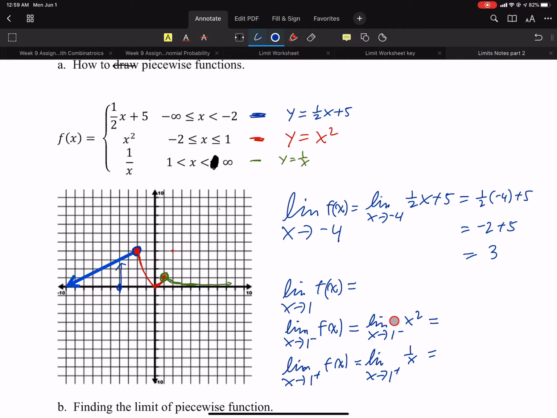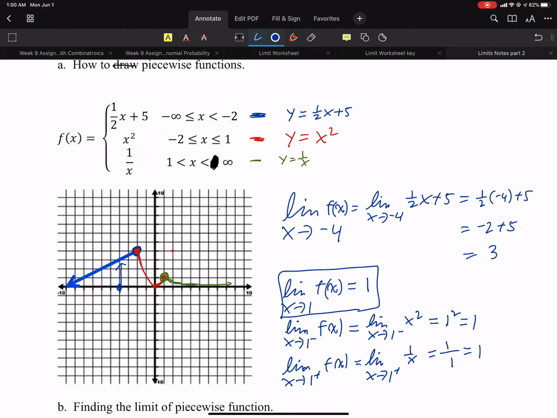So this first one, we would use the power rule, or this is a polynomial. So we're just going to approach 1. So that's just 1 squared, or 1. Here we're going to use the quotient rule. The limit of the top is 1. The limit of the bottom is 1, so we get 1. Now last week we learned if the limit from the left and the limit from the right are the same, that is the limit. So the answer to this question is 1.